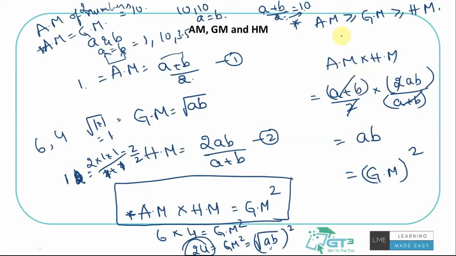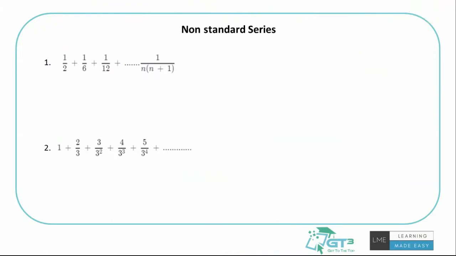Otherwise, arithmetic mean is always greater than the geometric mean, and the geometric mean is always greater than the harmonic mean. This is also a useful relationship to solve some problems. Let's keep this in the back of your mind. Let's move ahead. So till now we have seen arithmetic progression, geometric progression, harmonic progression to some extent.